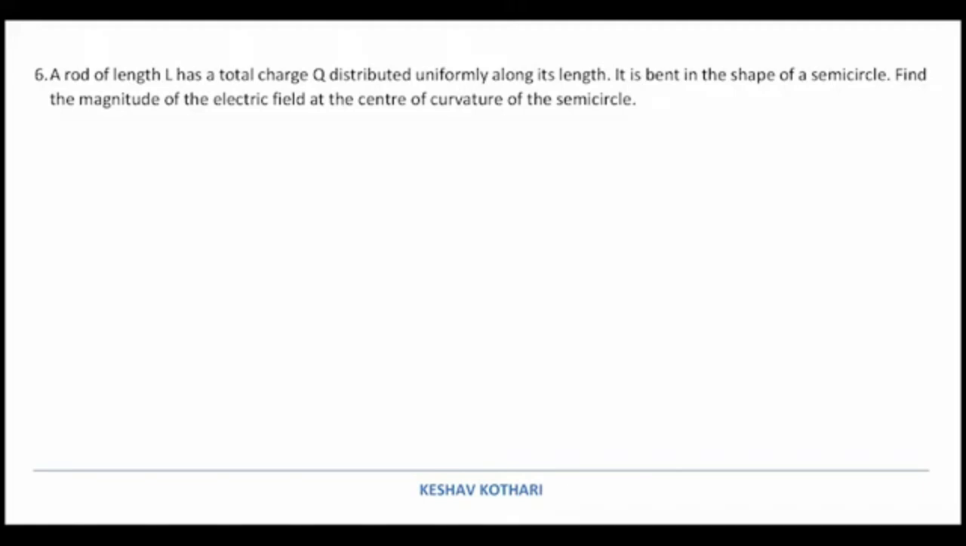So, for this particular question, we are saying that a particular rod of length L, something like this, is having a plus q charge distributed along its length. So if plus q charge is distributed along its length, we can say that lambda is charge per unit length, or we can say that lambda equals q by L, which we will use later in the problem. Now it is bent in the form of a semicircle.